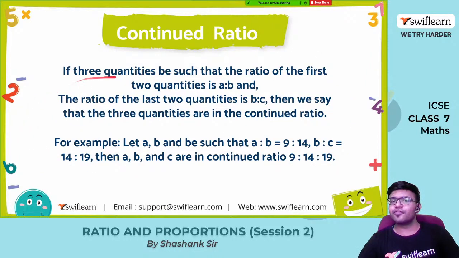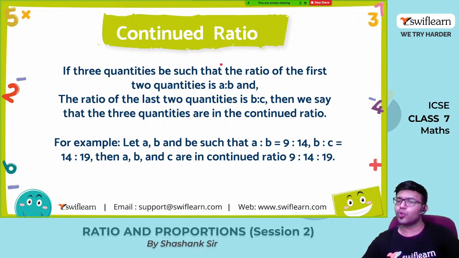If the quantities are such that the ratio of the first two quantities, A and B, and the ratio of the last two quantities, B is to C, then we can say that the three quantities are in continued ratio. What did we learn just now? We learned continued ratio. So we studied compound ratio, and now we are studying continued ratio.